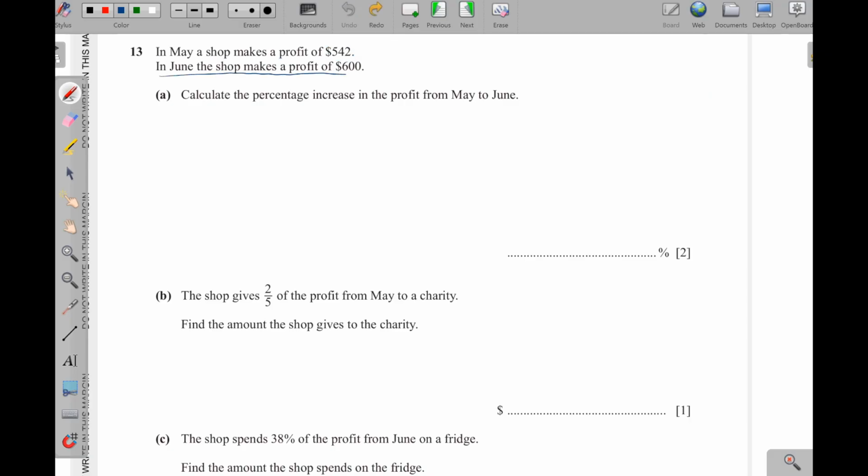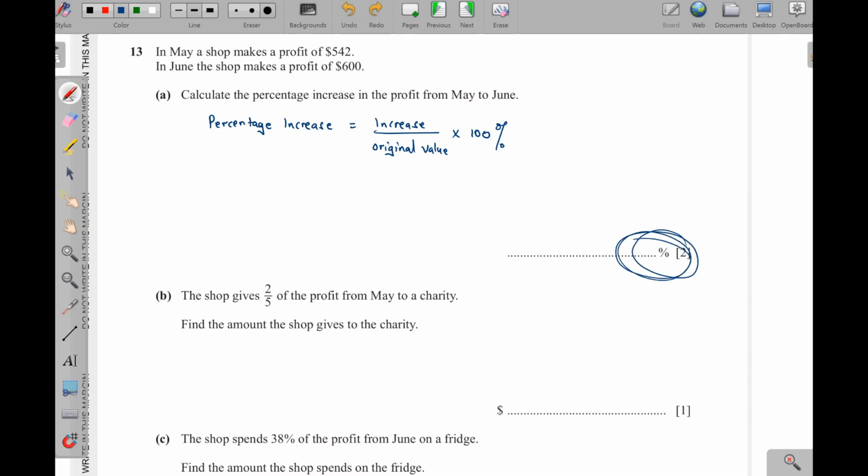Question 13. In May, a shop makes a profit of $542. In June, the shop makes a profit of $600. Calculate the percentage increase in the profit from May to June. So the percentage increase is going to be equal to the increase divided by the original value, then times 100. Don't put times 100%, because 100% is like 100 over 100. So you write the sign at the end.